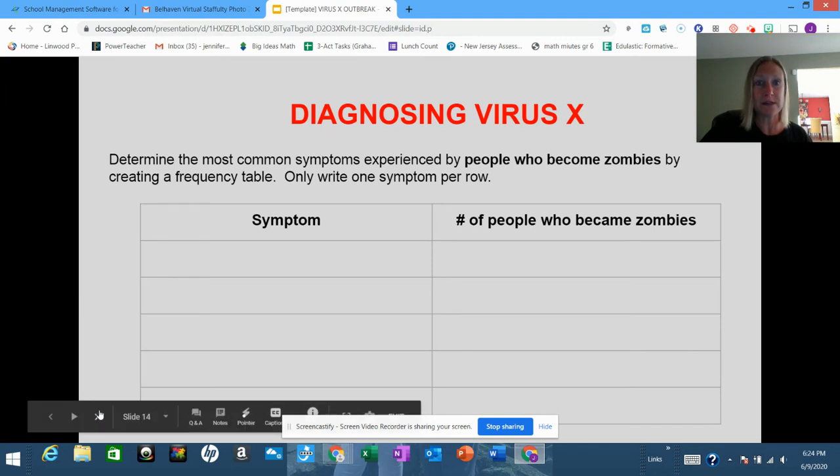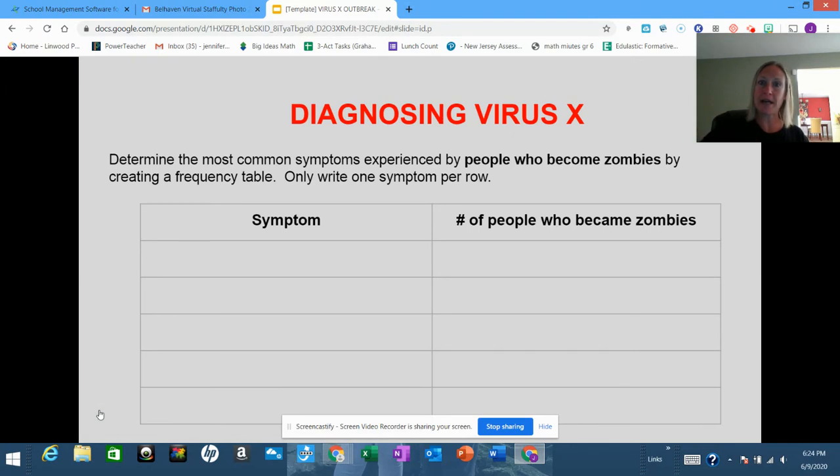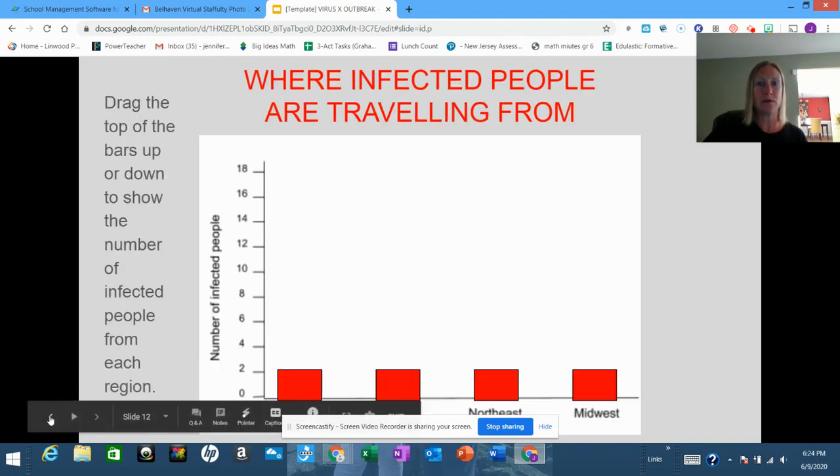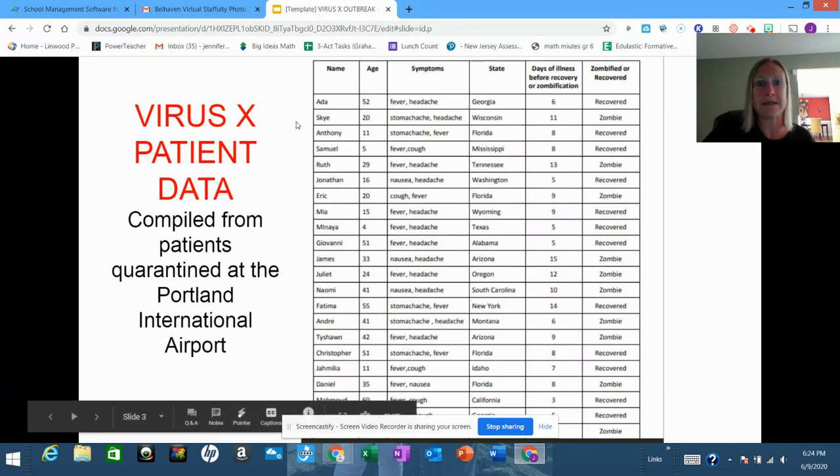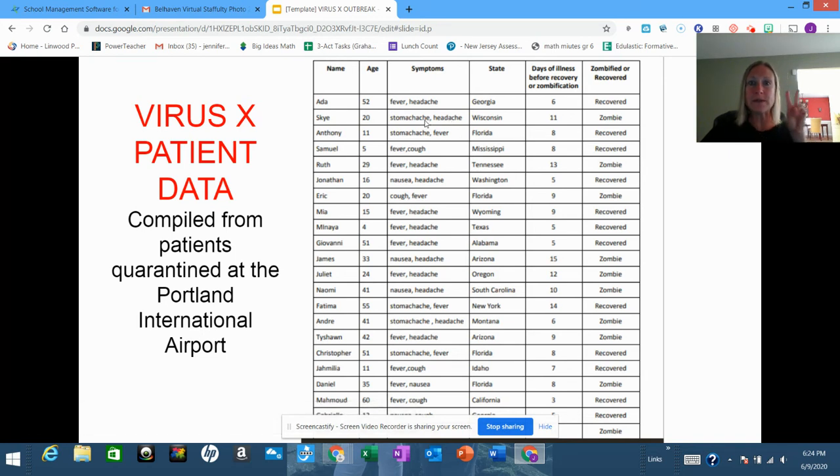So today's diagnosis, you are going to go back to that form, the original patient data, and write down only the symptoms of those who become zombies and only write one symptom per row. So for example, if I go back to this page, I see Sky, 20 years old, has a stomach ache and a headache. So those are two symptoms right there. I would write stomach ache. On the next line, I would write headache. And I'm going to tally up how many people that became zombies had a stomach ache. So Sky had one.